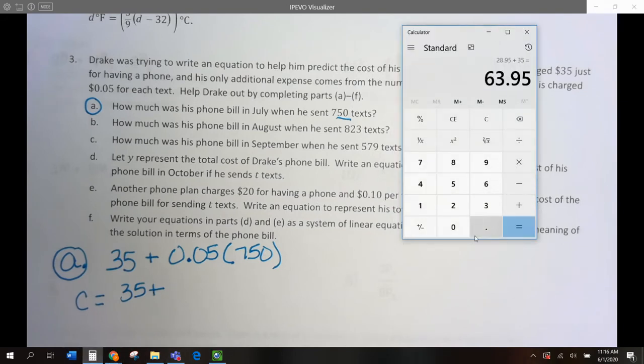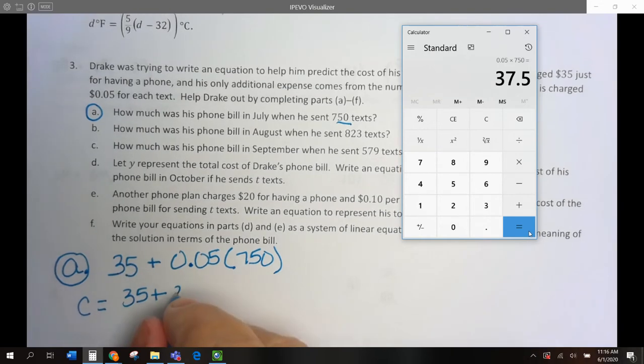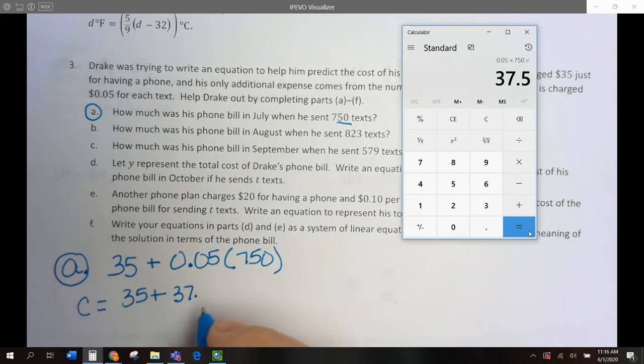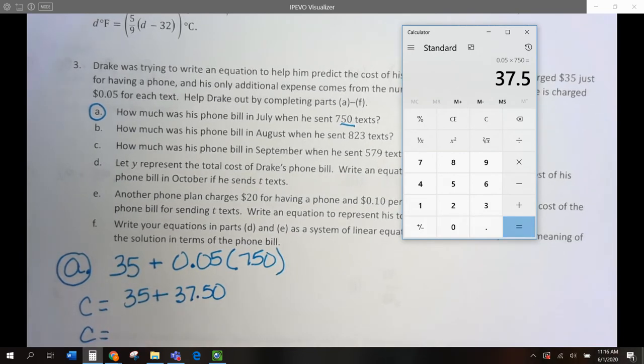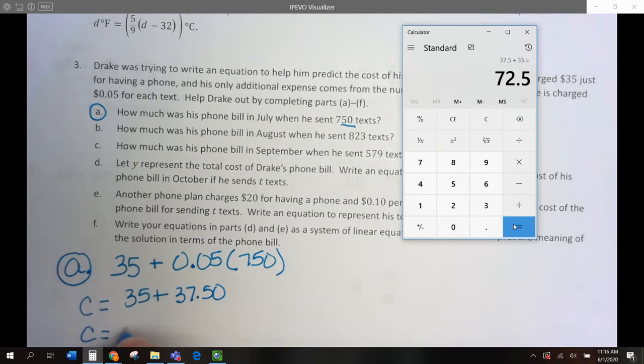So we're going to do 0.05 times 750. So that's going to be 35 plus 37.50, right? We're talking about money. So his total cost is going to be, let's add the 35 here, $72.50. Remember, it's money, so we need that zero, $72.50, not 72.5.